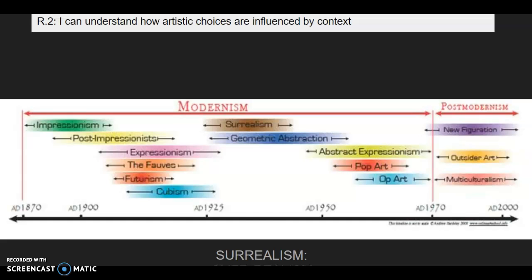Breaking down the word surrealism, the first three letters, sur, is a French prefix that means over. So you're looking at over-realism. It's this idea that art can be made to look realistic, whereas the context is actually anything but. It's on top of realistic.